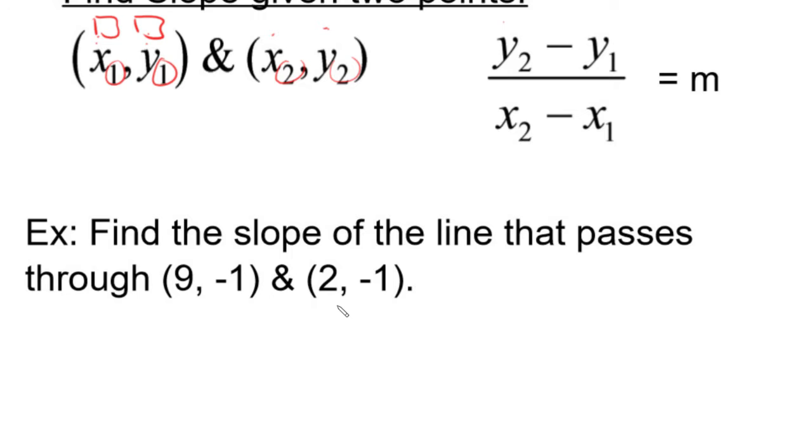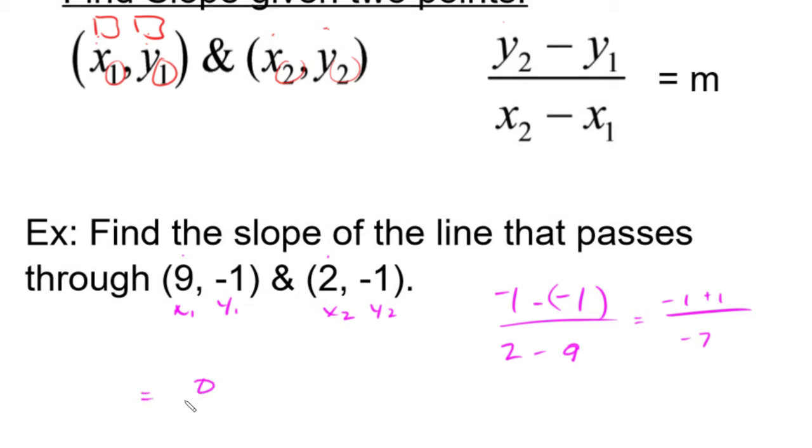So you just want to use your formula. So you've got x sub 1, y sub 1, x sub 2, y sub 2. And it's the difference in the y's, so negative 1 minus negative 1, over the difference in the x's, 2 minus 9. And it's really important that you do it in the same order. If you do this ordered pair first, it needs to be first on the top and first on the bottom. This is going to be negative 1 plus 1 over negative 7, which is 0 over negative 7. And that is 0. So your slope, which has a variable of m typically, is 0.